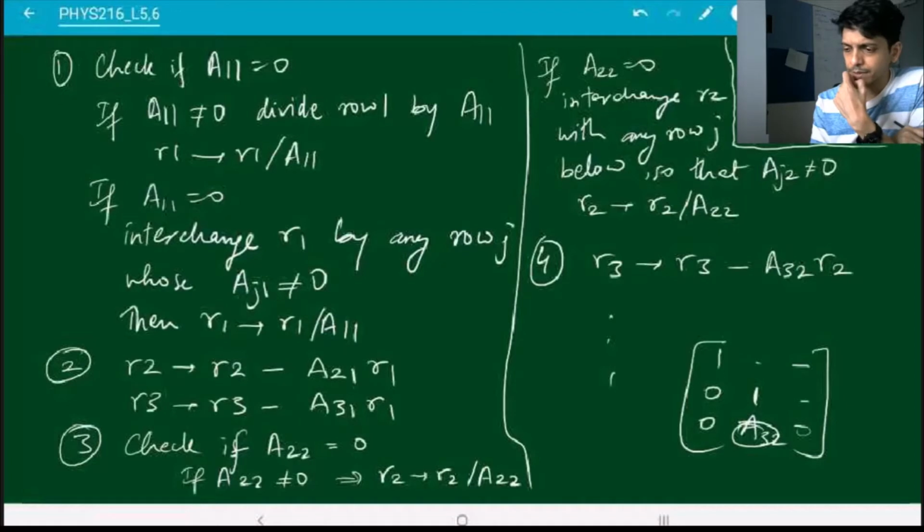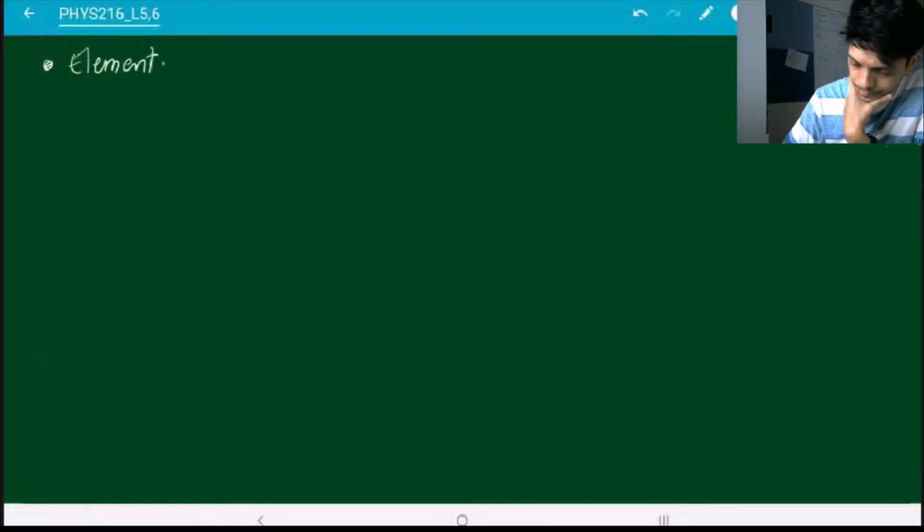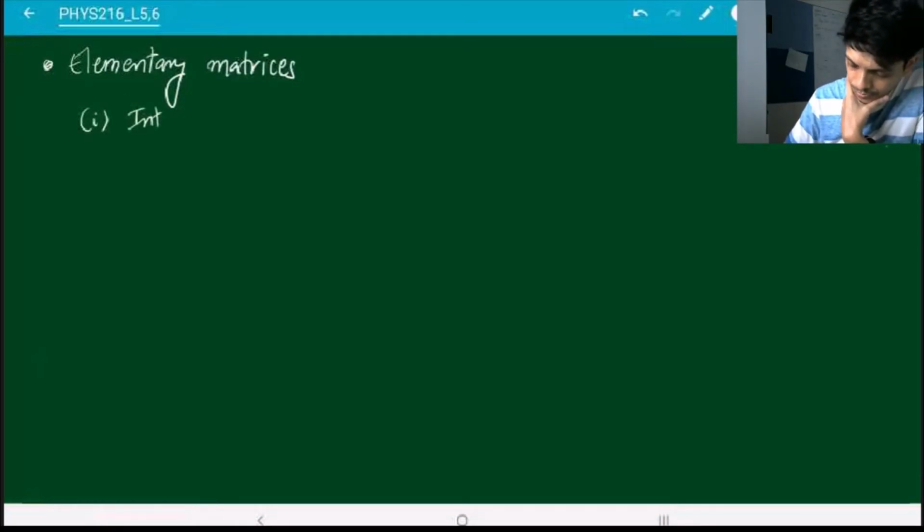So it's possible to do it explicitly like that, but there's actually a more elegant method of doing these row transformations, whether it's interchanging, multiplying by a scalar, or some more complicated operation. It's possible to do this purely using matrix multiplication. So let's talk about that a little bit. We have what are called elementary matrices. The first elementary matrix does the job of interchanging two rows, let's say the ith and jth row.